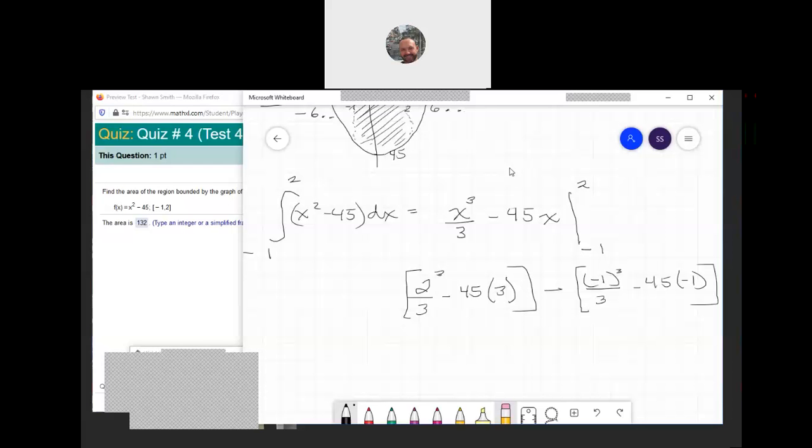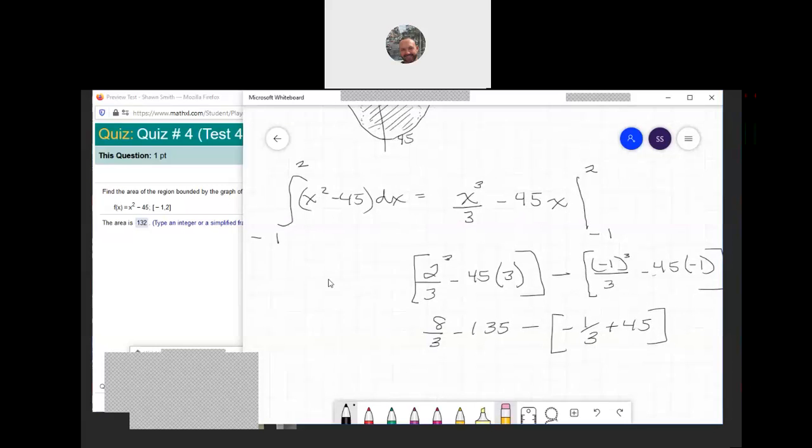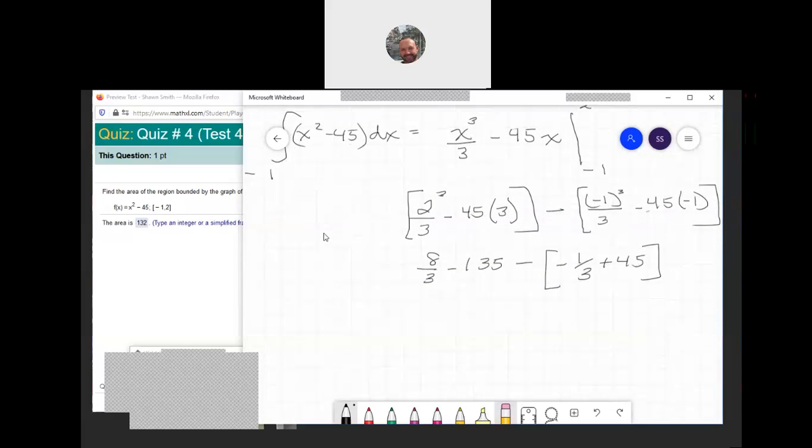All right, so this is 8/3 minus 135 minus, this is -1/3. And that's negative 45 times negative 1 is positive 45. All right, so we got 8/3. This is 8/3 plus 1/3, right? Is 9/3, which is 3. Negative 135 minus 45. That's negative.